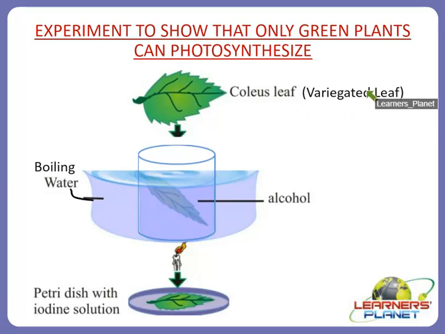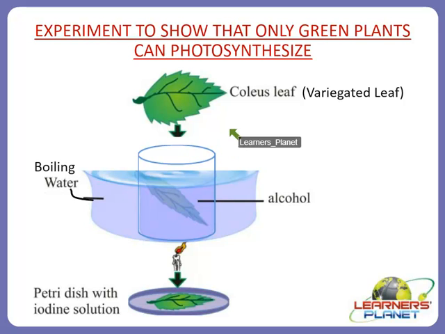A coleus leaf or the hibiscus leaf is a type of variegated leaf. And variegated leaf means a leaf with two colors. So materials needed are a variety of hibiscus or the coleus leaf. We have taken a coleus leaf over here. Then we need a beaker, beaker stand, Bunsen burner, water, test tube, ethanol, and iodine solution.